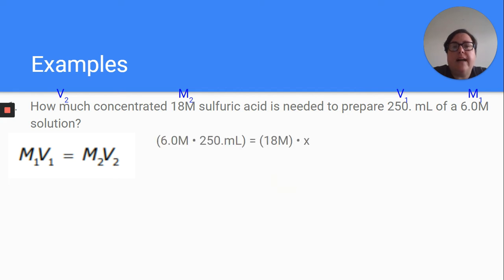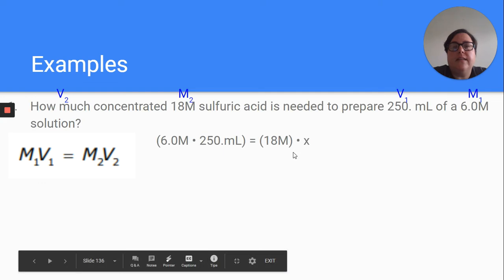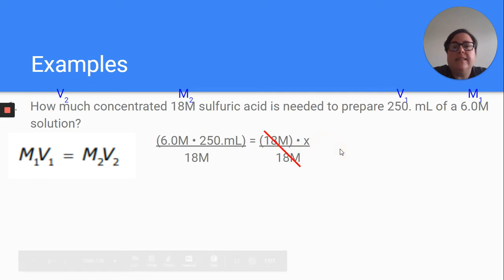You want to solve for X. So to solve for X here, we're going to divide by 18 on both sides. That cancels it out, so I'm equaling X. When I plug this into my calculator, I would get 83. If I look at my units, molarity divided by molarity will cancel, leaving us with milliliters as our unit for volume.